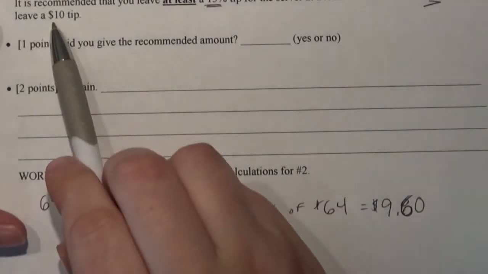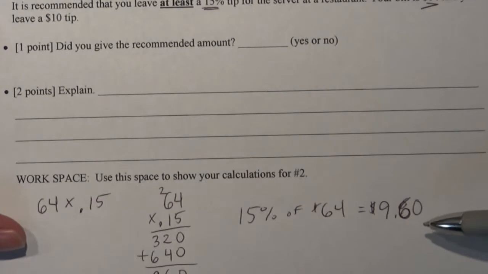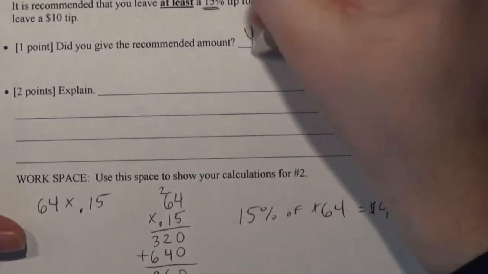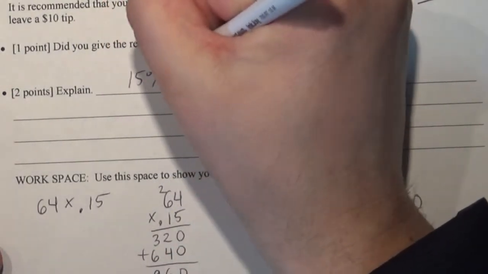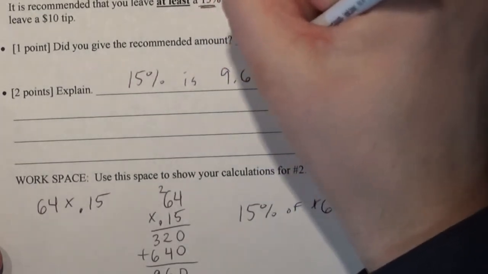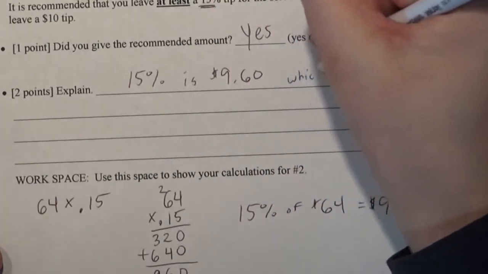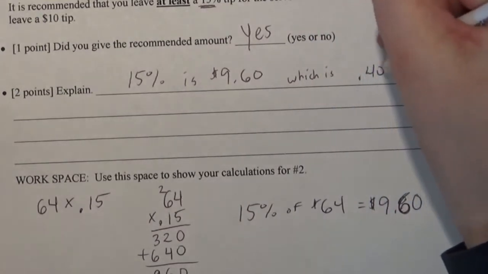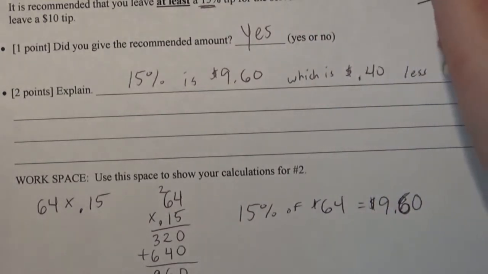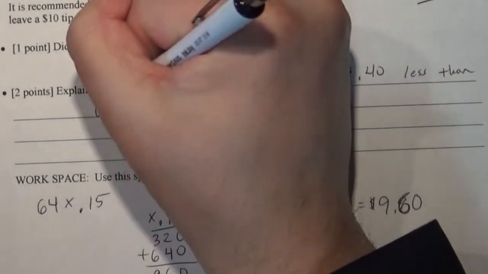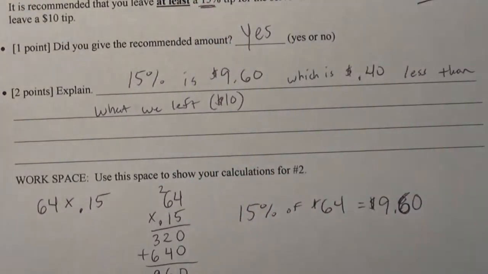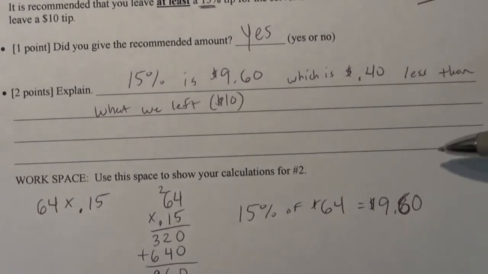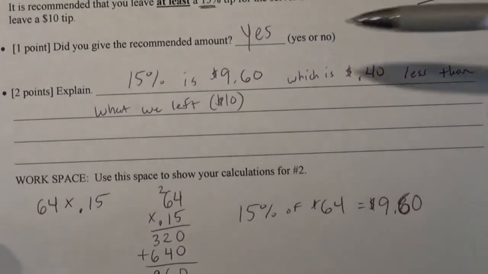Okay, so if I left a $10 tip, did I leave at least 15%? We'd have to say yes. And then here's where we can explain it. And I can explain it by saying that 15% is $9.60, which is 40 cents less than what we left, because we left $10. All right, so your explanation here on the test doesn't have to be super fancy, but just tell me why you know that we left enough or we didn't leave enough.